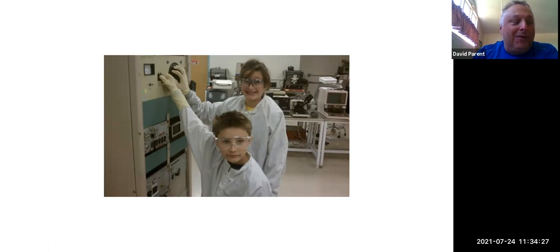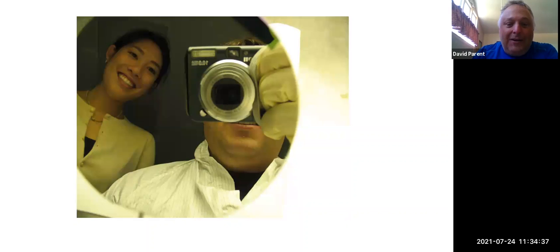These pictures are not technical pictures, and those are actually my children when they were young. That was a former student, and we're just taking a picture of a wafer.